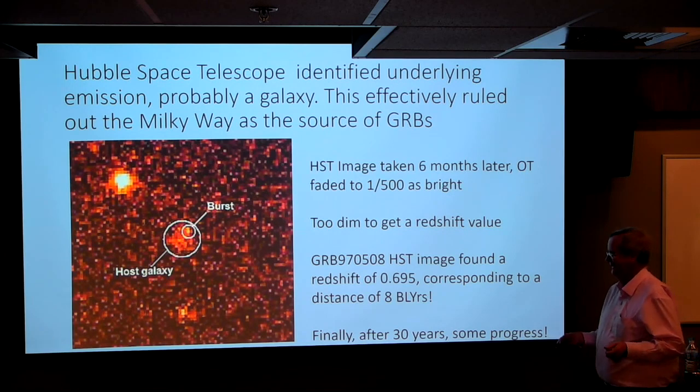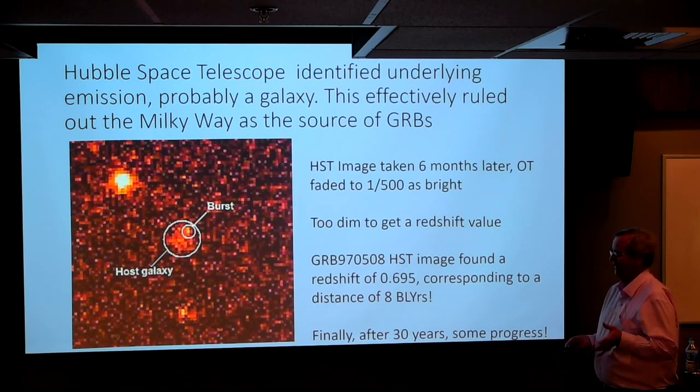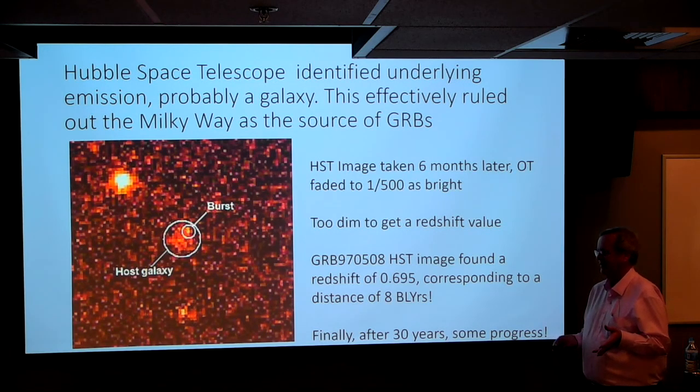So finally, after 30 years, we know the distance to the gamma ray burst and thus the energy. And if it was isotropic, it would be like 10 to the 50 ergs. Now, the sun puts out in its whole 10 billion year lifetime about 10 to the 50th ergs. So this is an extremely large amount of energy.